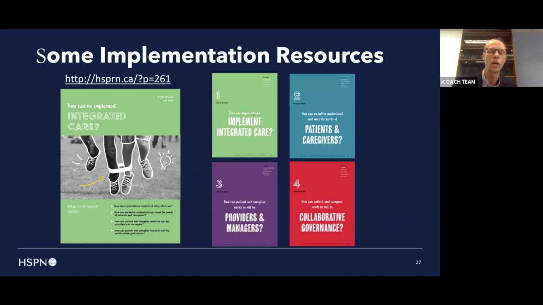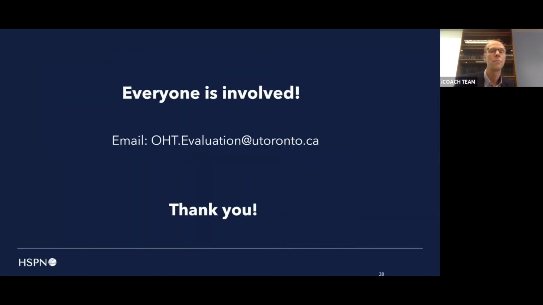This was just a bit of background to remind people about some implementation resources that we made available last summer. Hopefully you've all seen these. Links to these are also available from the RISE platform, associated with specific building blocks for each of them. These focus on implementation at the organization level, understanding the needs of caregivers and patients, how managers and providers can be involved, and how patients' and caregivers' needs can be met with collaborative governance. We see a very strong opportunity for adding one related to local evaluation to this set.